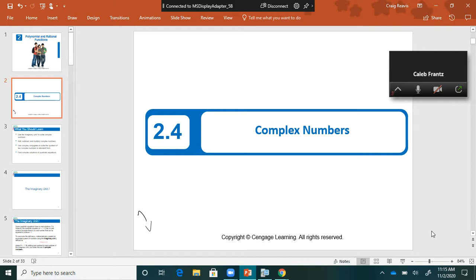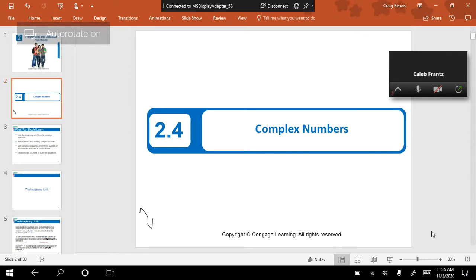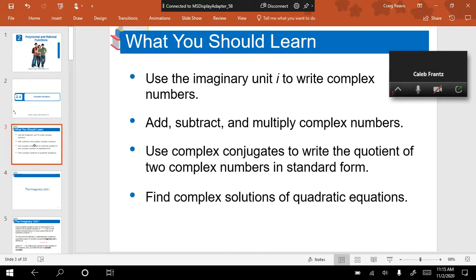All right, so today we are going to look at complex numbers, which in essence are imaginary numbers. Here's what we're going to look at.